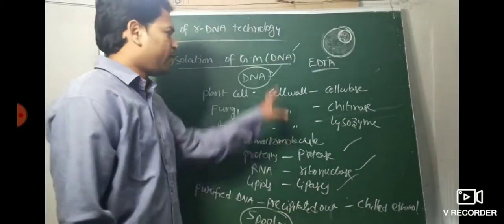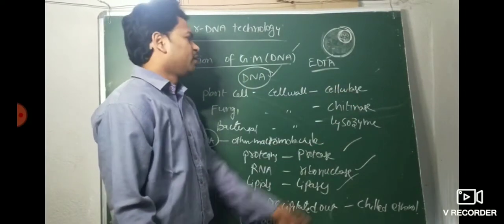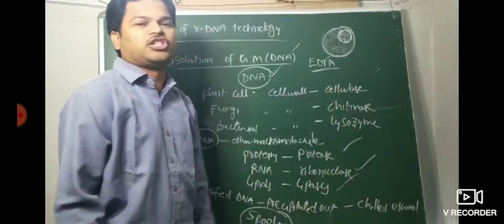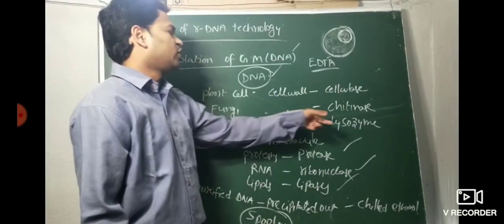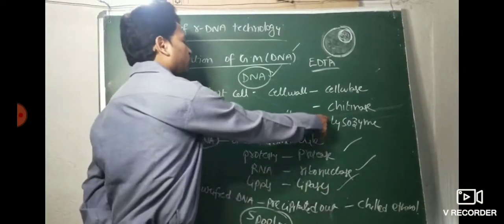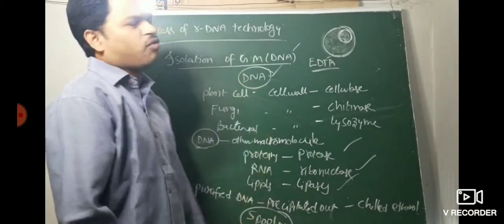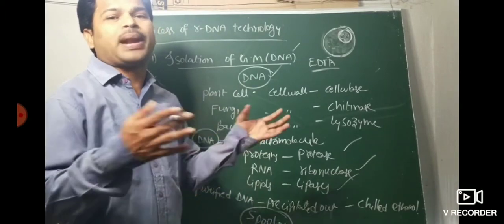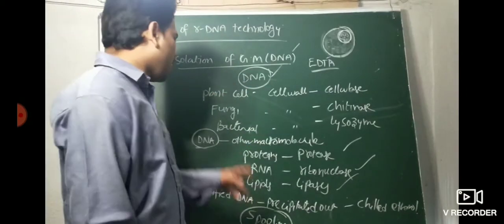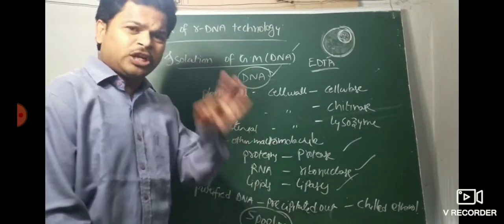How might a question be asked? Matching: plant cell walls are broken by which of the following enzymes? A cellulase, B chitinase, C lysozyme, D all the above. Answer: cellulase enzyme. Fungal cell wall is broken by which enzyme? Chitinase. Bacterial cell wall is digested by which enzyme? Lysozyme. After breaking the cell wall, the DNA is opened up along with the other macromolecules. But we don't want the other macromolecules. We need only DNA.